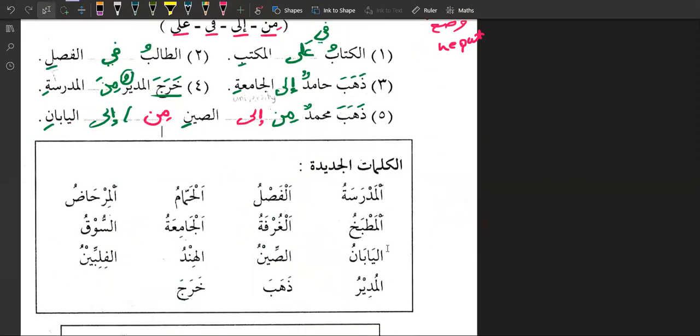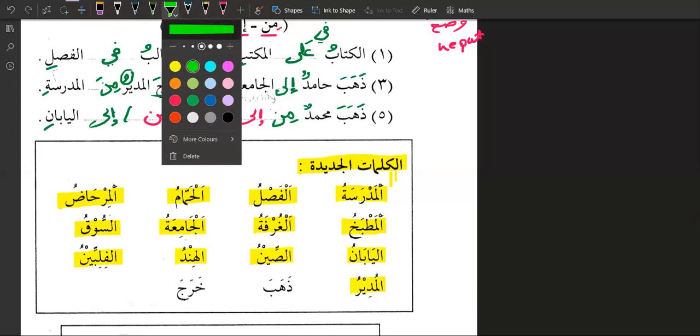جيد. الكلمات الجديدة. The new words. So we have المدرسة, the school. الفصل, the classroom. الحمام, the bathroom. المرحاض, the toilet. المطبخ, the kitchen. الغرفة, the room. الجامعة, the university. السوق, the market. اليابان, Japan. الصين, China. الهند, India. الفلبين, the Philippines. And we have المدير, the head teacher.